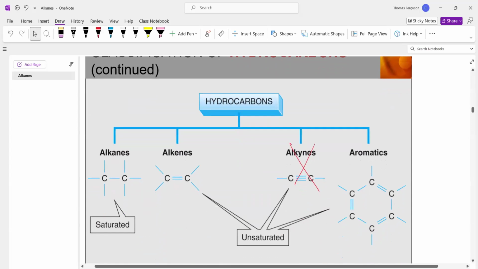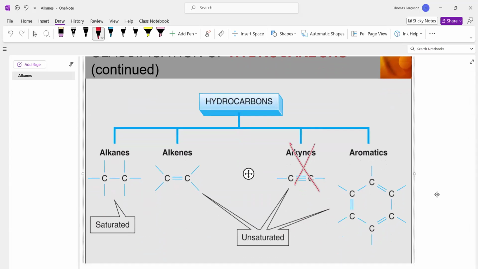So if it contains any double bonds at all, it's considered an alkene. If it contains any triple bonds, it's considered an alkyne. And we're not studying alkynes in this class because there are none of those in your body. And since this is an allied health class, we're only going to talk about stuff that is biologically important. And aromatics are specialized ring structures that alternate between single and double bonds.